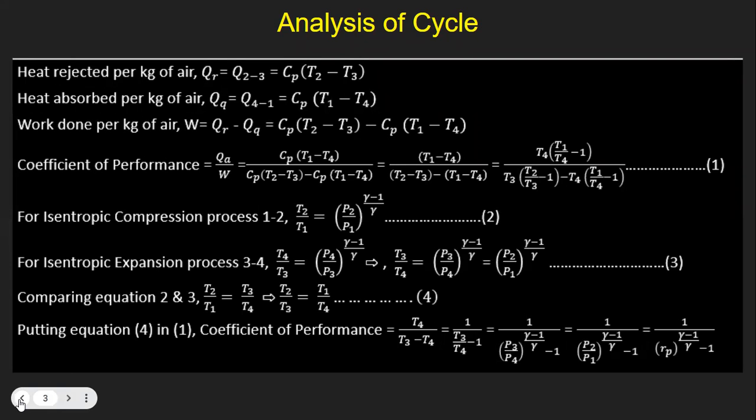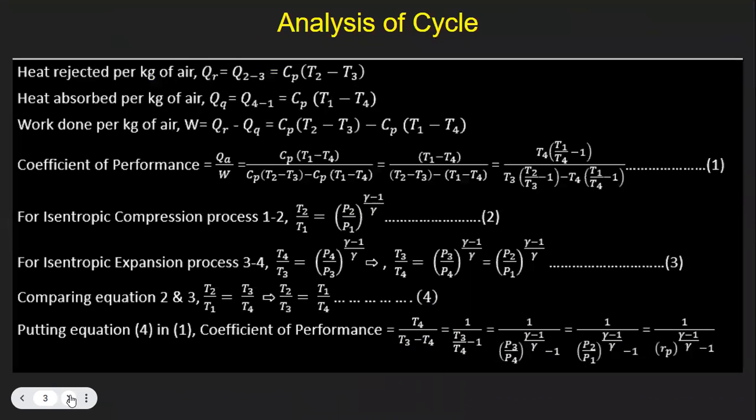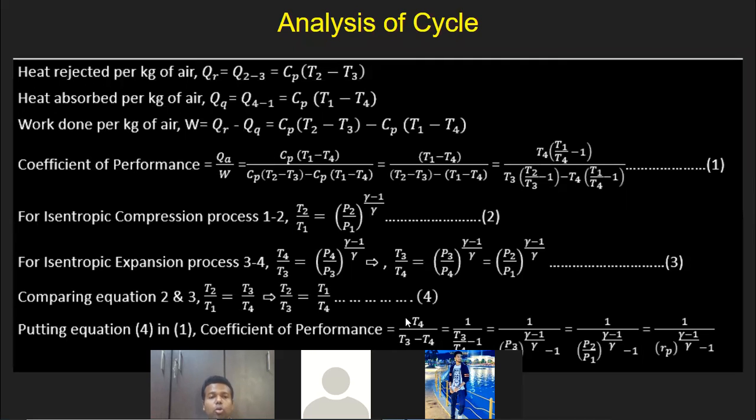Let us start with the analysis of the cycle. What do you mean by analysis? It's a refrigeration cycle, an air refrigeration system. So our final purpose will be to calculate COP, because it's a refrigeration system and you can't calculate efficiency. COP requires the desired effect divided by the work input you supply. So let us start working on that.